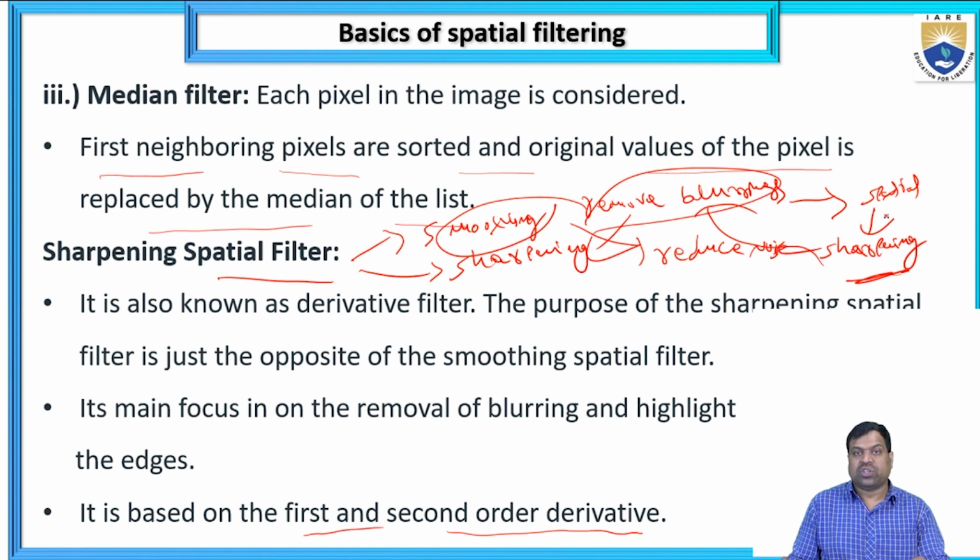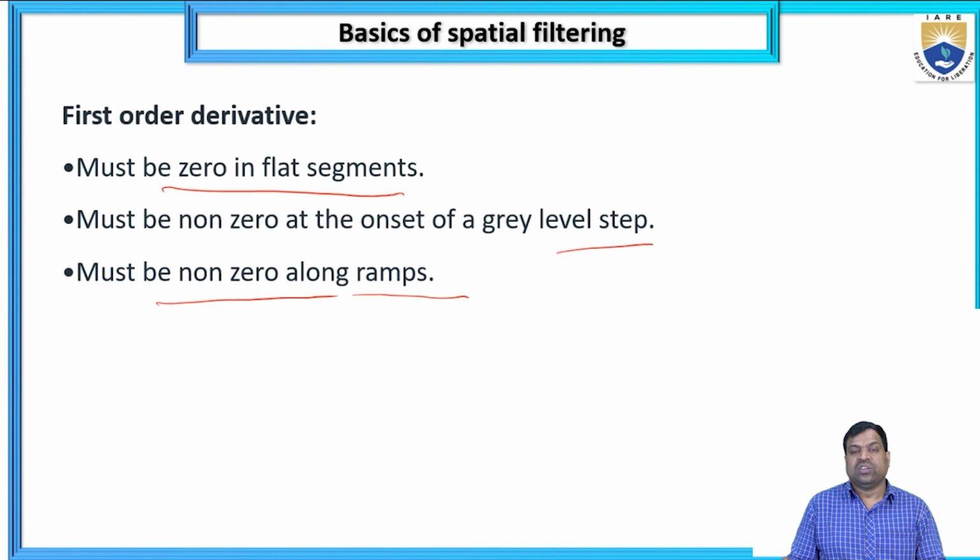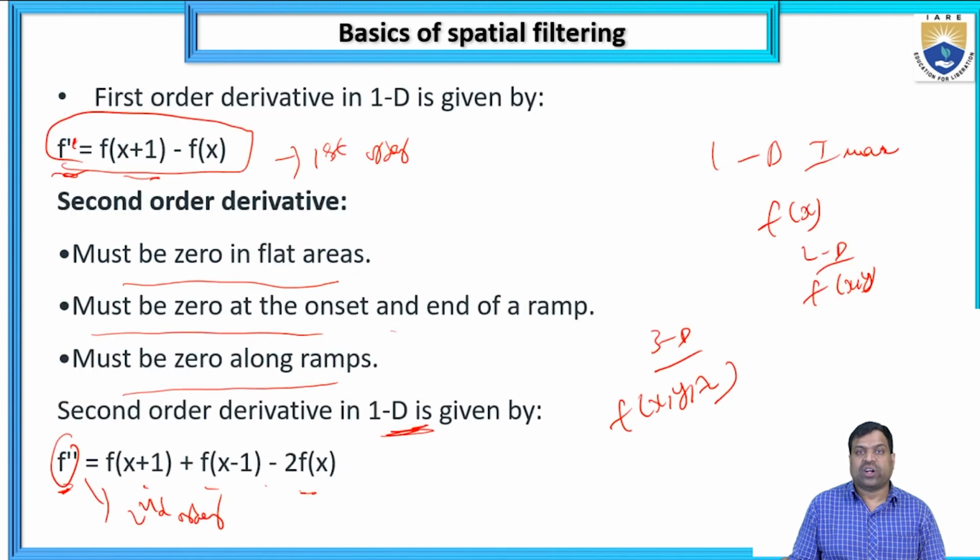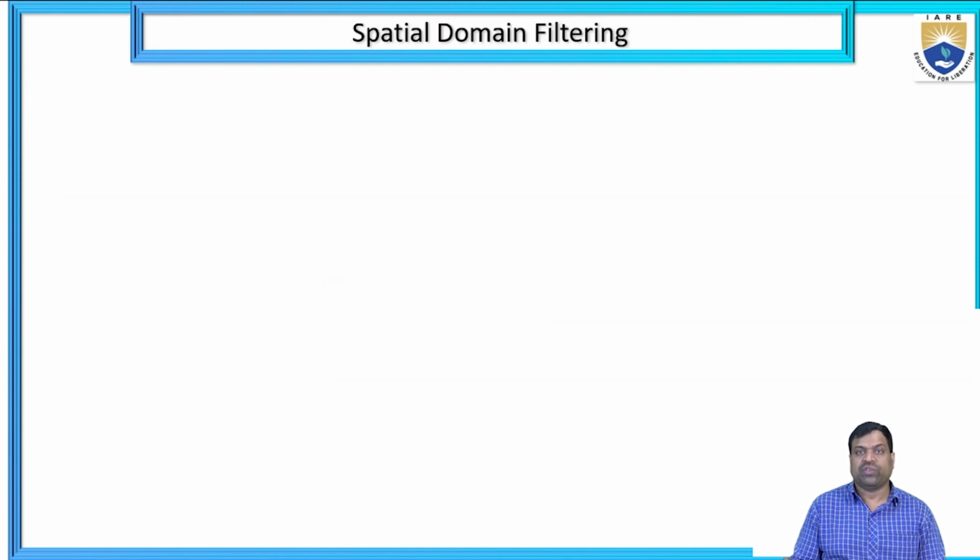So there are two types: first order and second order. The first order derivative must be zero at flat segments, and non-zero at the onset of a gray level step and along ramps. What is the first order 1D derivative? f' = f(x+1) - f(x). The second order is f'' = f(x+1) + f(x-1) - 2f(x).